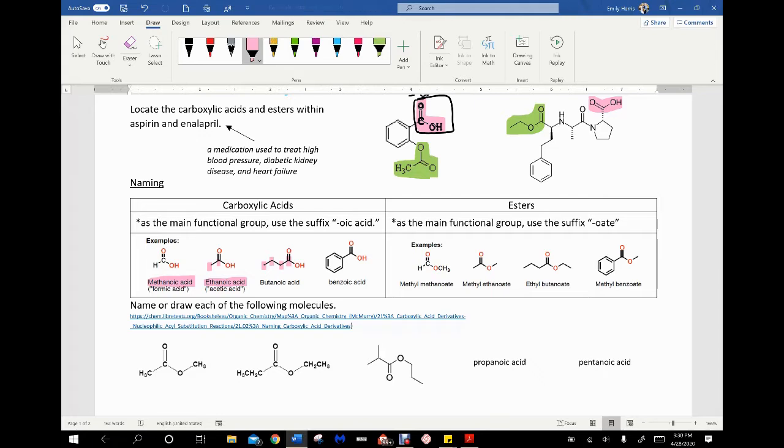All right, esters, on the other hand, when they are the main functional group, they change the suffix to -ate.